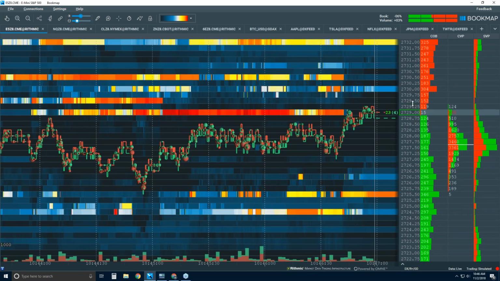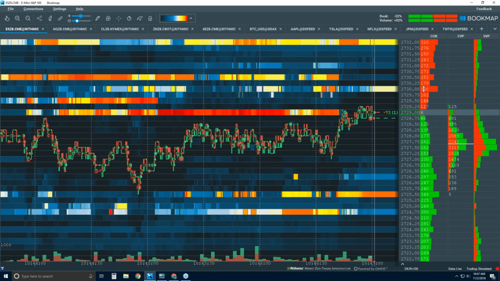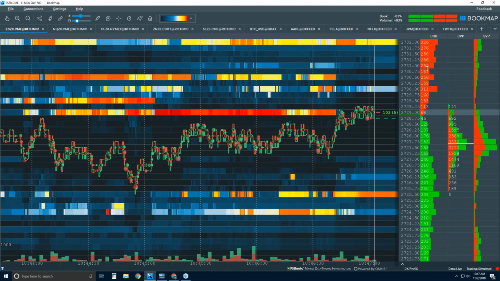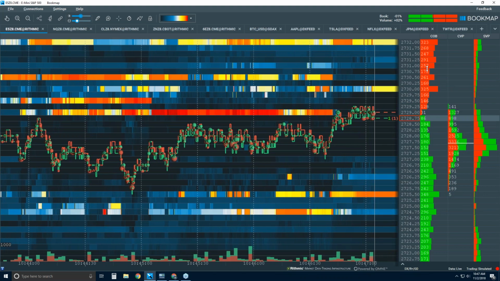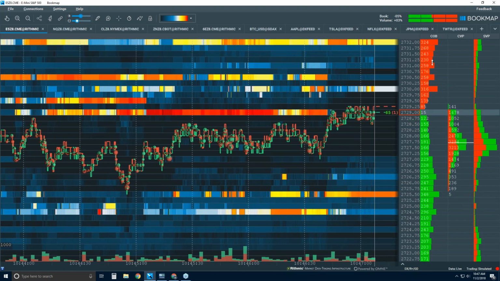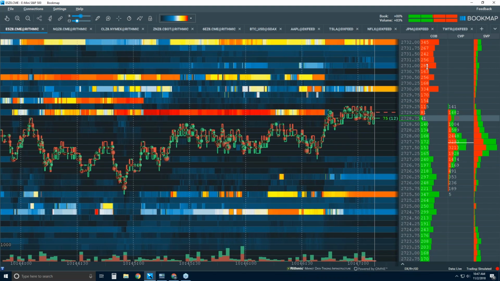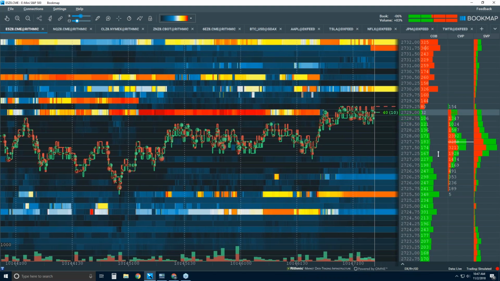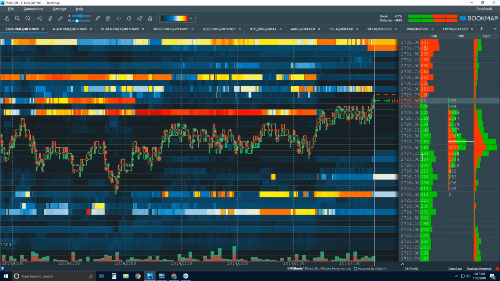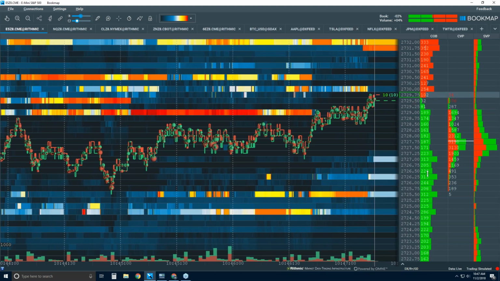In the DOM, these numeric values, well, we all know what that is. This is liquidity. These are limit orders. This is where traders are lined up to sell above current price, and down below current price they want to be buyers. And we can see the depth of this market. Where are the traders lined up?